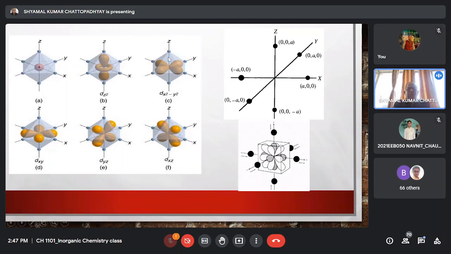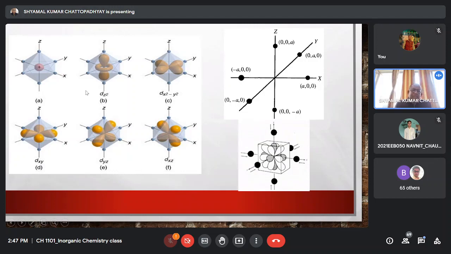So if I try to find out how these charges interact with the d orbitals, then you can see that the s orbital, for instance, will have almost a symmetrical field. That means in all directions it feels equal repulsion from the ligand negative charges. So the s orbital will not have any splitting.